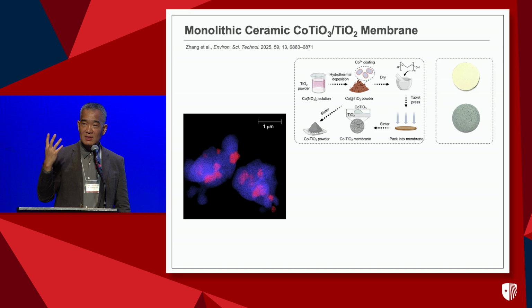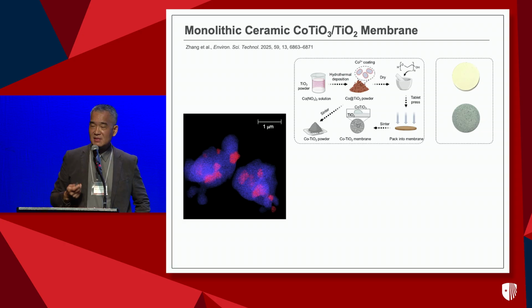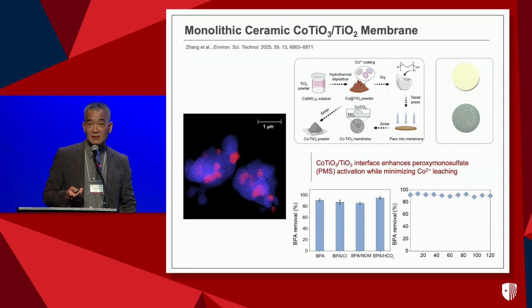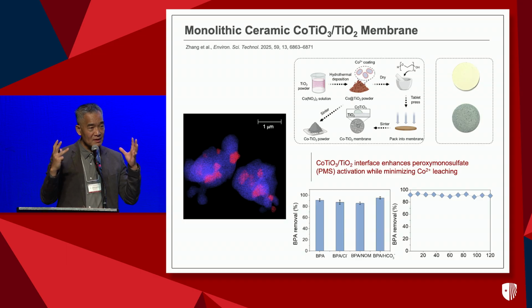So what we did was mix it into a composite material. This is a cobalt TiO2, a cobalt TiO3, and TiO2 mixed phase, such that the cobalt does not leach out. Cobalt is embedded inside this monolithic composite structure.